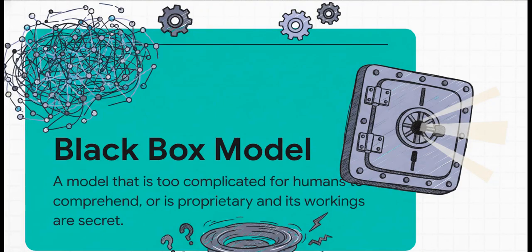Okay, this is a key definition, so lock this one in. A black box model is one of two things. Either it's just mind-bogglingly complex, like a deep neural network with millions of connections, so tangled up that no human can really follow the logic. Or it's a company's secret recipe. It's proprietary, locked up so no one can see how it works. Either way, the result is the same. We can't see inside. We just get an answer with no reason why.